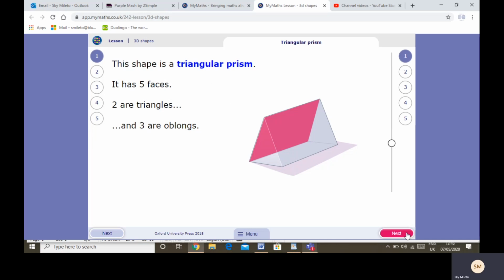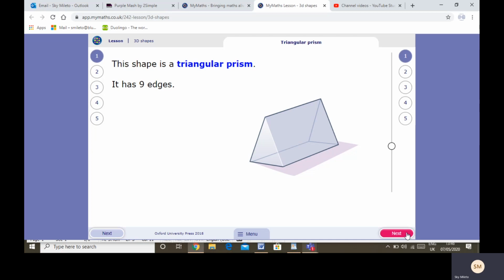Now, we're looking at the edges. If you want, you can pause the video and count the edges and see if you get the same answer. How many edges does this shape have? It has 9 edges. And in a second, when I press next, you're going to see them light up. So let's count them together. 1, 2, 3, 4, 5, 6, 7, 8, 9. So you can see them all lit up there.